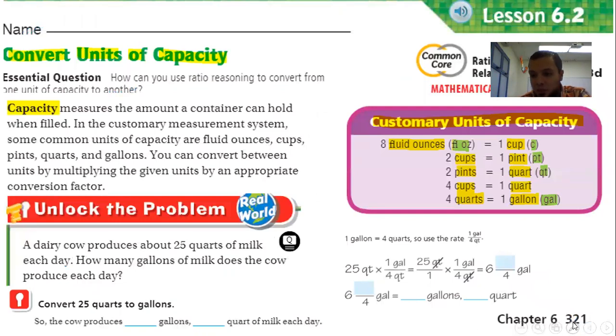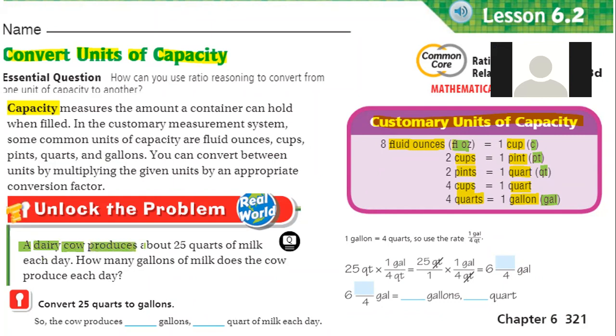So let's unlock the problem together with the student who raised his hand first. Number 1 here, Hassan. Unlock the problem, Hassan. Read, please. Yes, teacher. Unlock the problem. A dairy cow produces about 25 quarts of milk each day. How many gallons of milk does the cow produce each day?